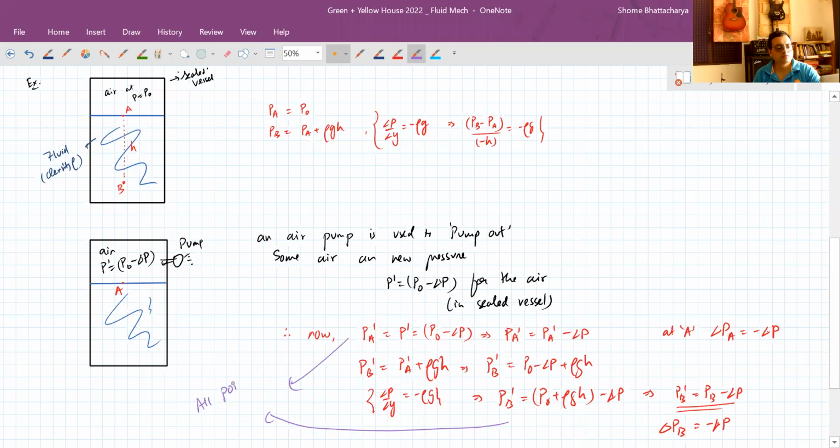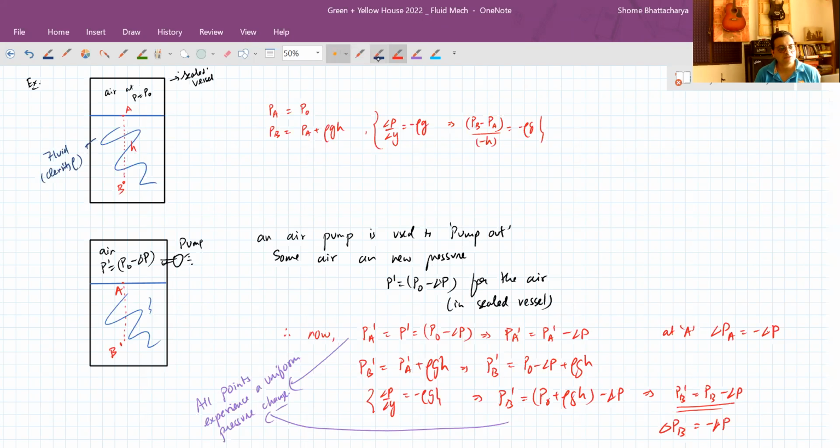So all points experience a uniform pressure change because of using the air pump to remove some of the air. Whatever pressure change we have created at one point like A, that same amount of pressure change is created at all points within the fluid. It reduces by a factor of delta P, whatever that delta P is.